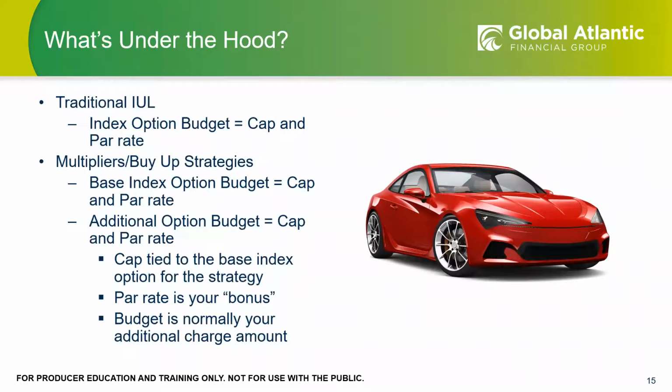The cap is usually tied to whatever the base strategy is. The participation rate is really your bonus. And the way that budget is created is by charging an asset-based charge to the account value allocated to that option. So the asset-based charge goes directly against the cash value in that index strategy option. As that bucket grows, that asset-based charge is a percentage of that account value in almost all designs out there in the marketplace.